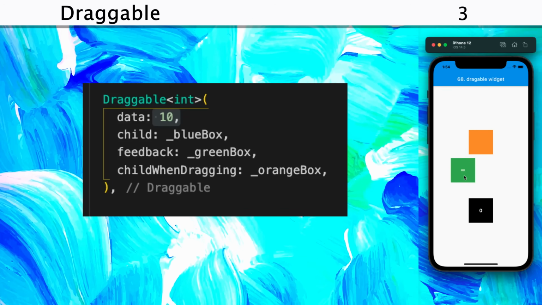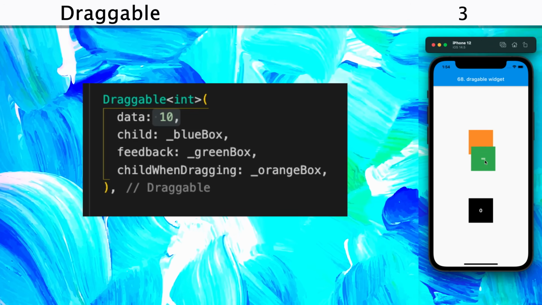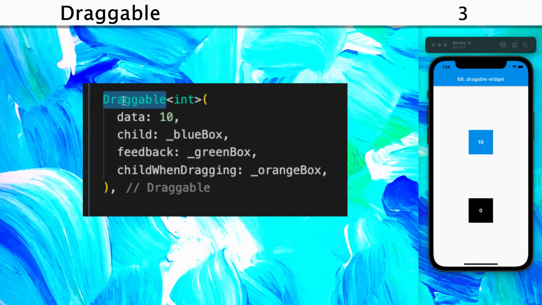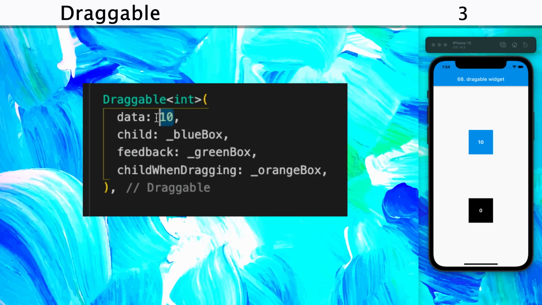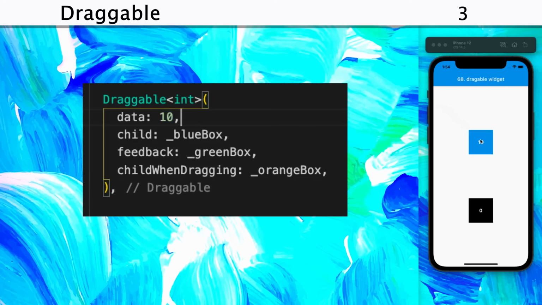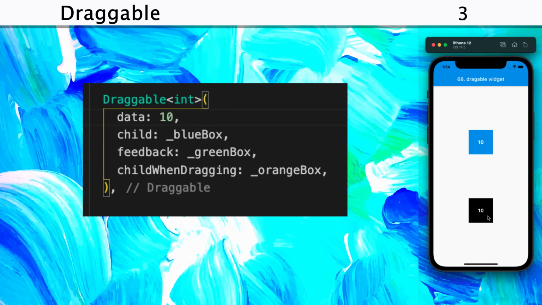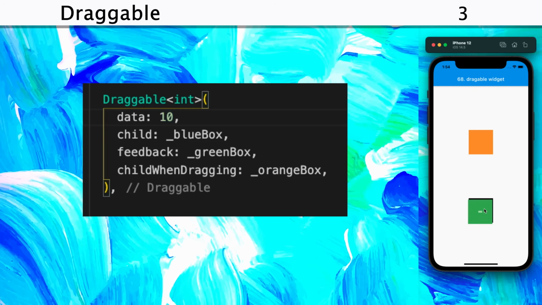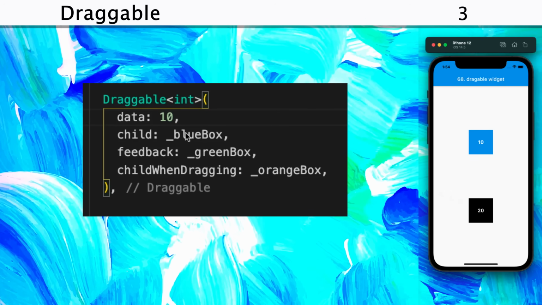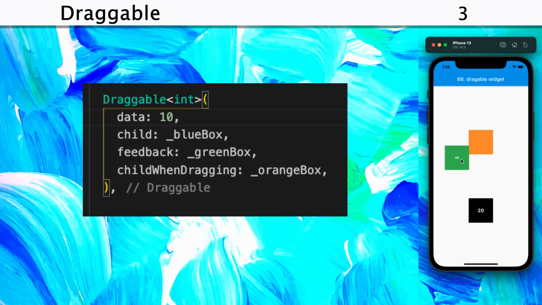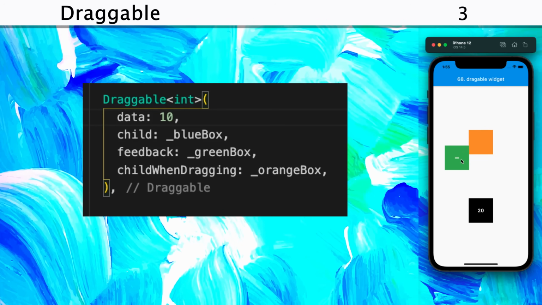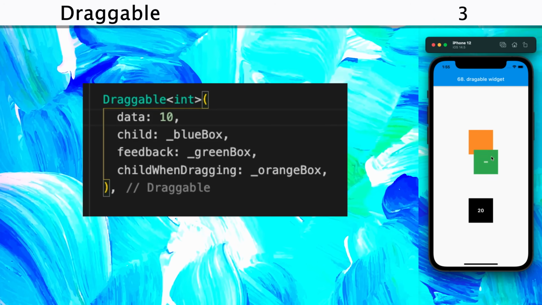Have you ever wanted to drag something inside your app? For this, you can use the draggable widget. In this example, we will drag what we call int, and every value will be 10. So as you can see, if I drag it, the value 10 has been registered, and it will be added every time. Okay, now we have the child, which is the blue box. We have also the feedback, which is the green box, and we have the child when dragging, which is the orange box in the back.